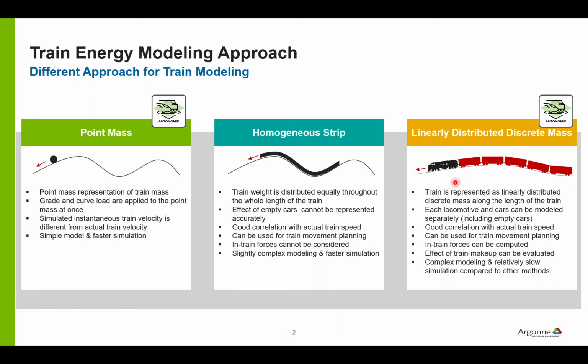And in terms of Autonomie, we can do simulation using either point mass or linearly distributed discrete mass. Both of these we can do in Autonomie, but for today's demonstration I will be using the model simulation using the point mass approach.